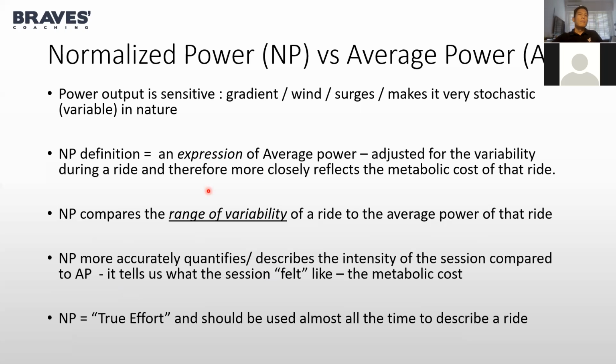Normalized power compares the range of variability of a ride to the average power of that ride. What you need to know is that normalized power is what we use when we compare data from rides, and it describes what a ride feels like better than average power. Normalized power can be thought of as the true power that should be used almost all the time to describe a ride. So here are some examples.